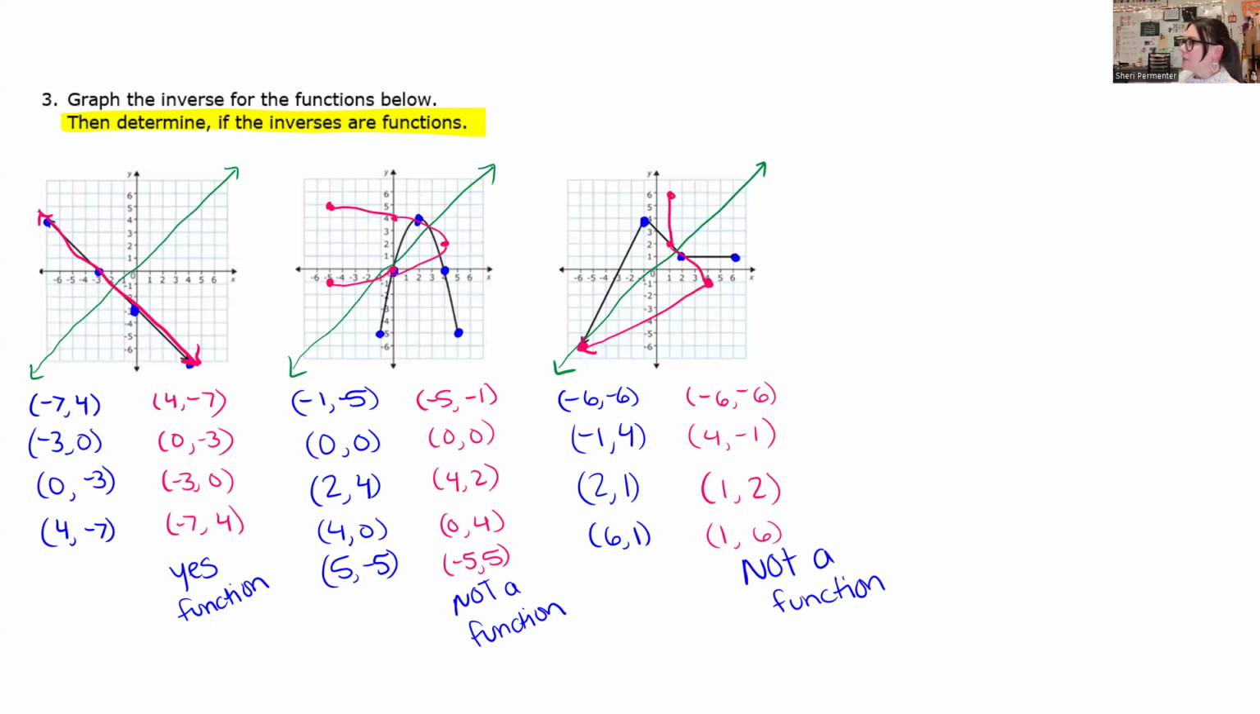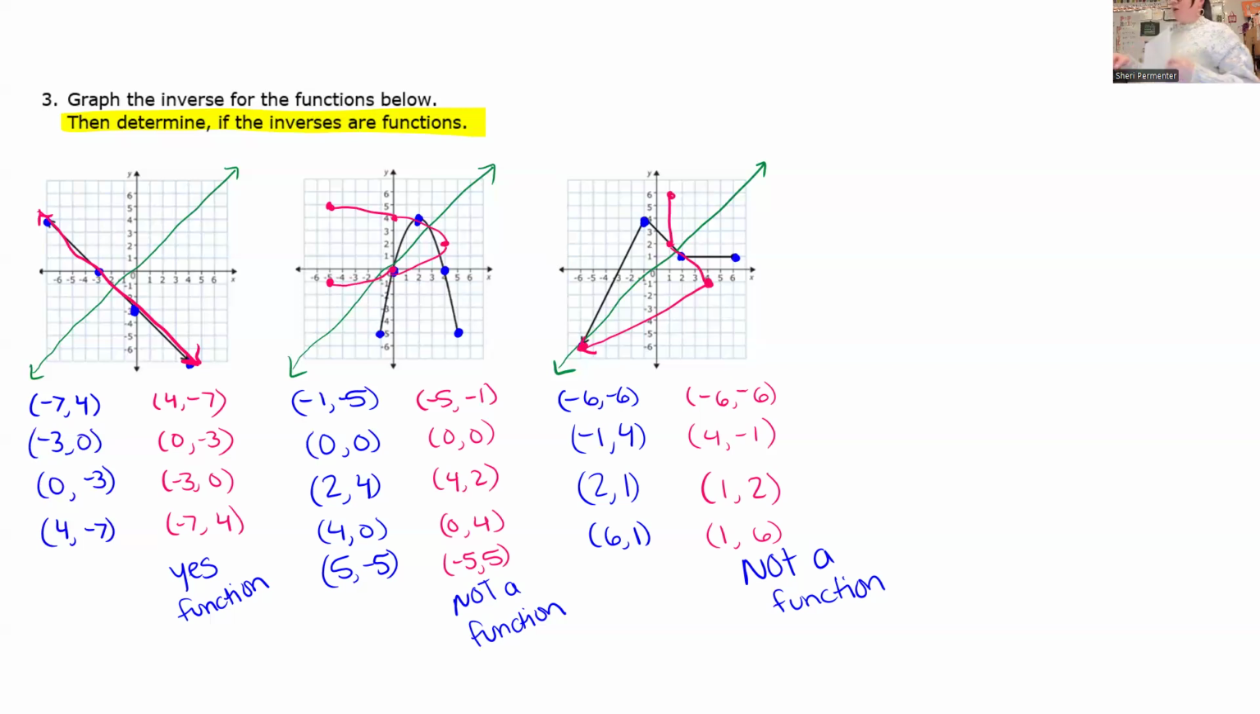Again, these are questions directly off of your quiz. I hope that you can look at two graphs and tell me if they're inverses, or if I can give you a graph and you can graph its inverse. Any questions with the front side of our notes?